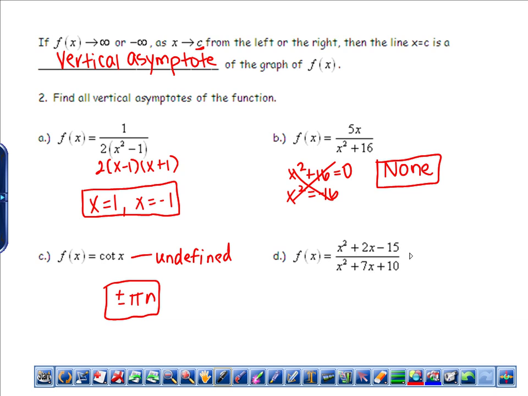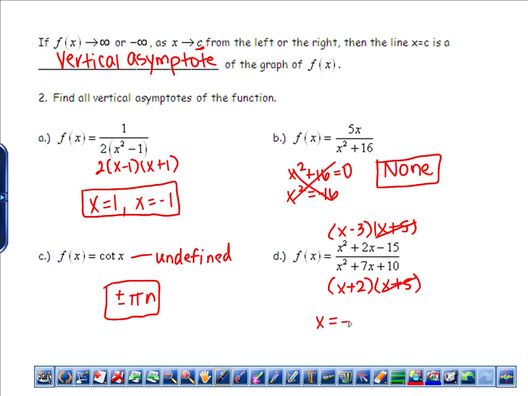Okay, what about this one? Is it enough to factor the denominator and say, oh, I have 2 vertical asymptotes? No, you have to factor that numerator as well. X minus 3, x plus 5. It looked like there were 2 vertical asymptotes, but when I go through and factor and cancel, I realize that this negative 5 is not a vertical asymptote, it's a hole.